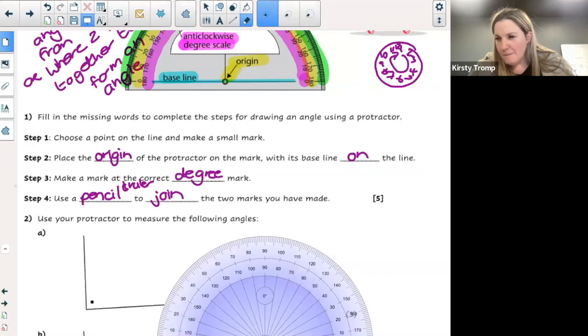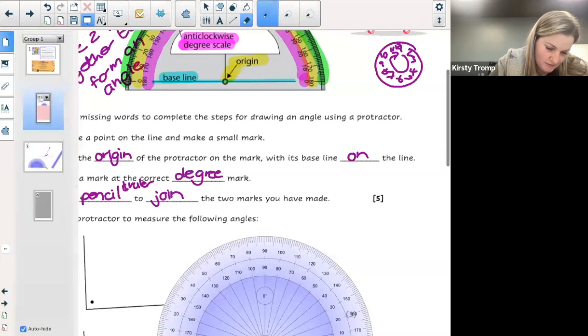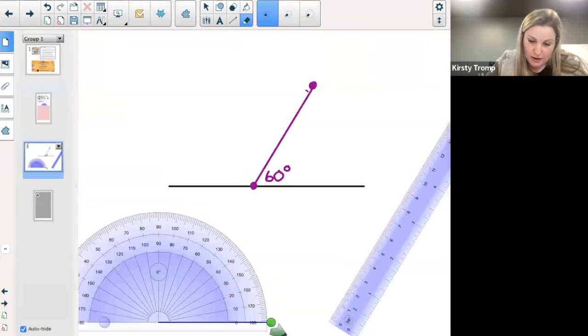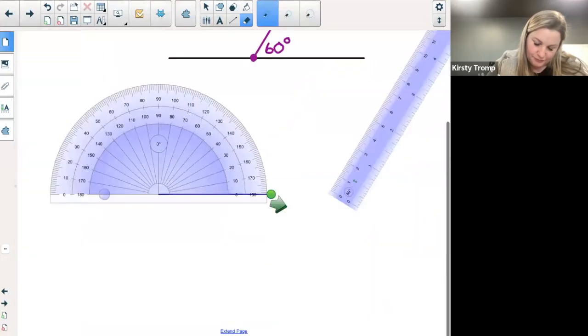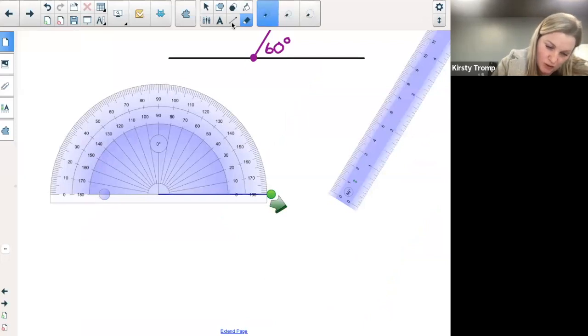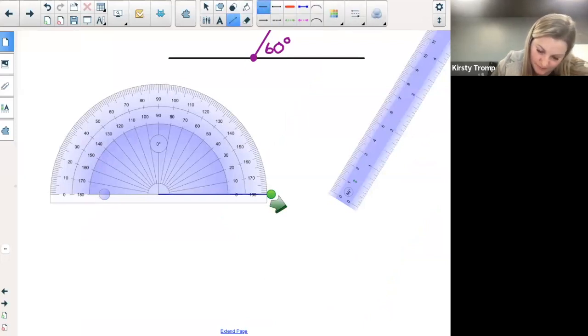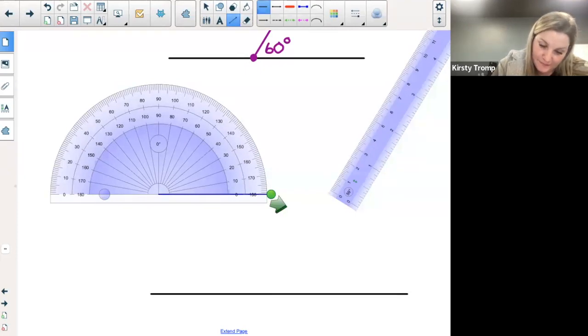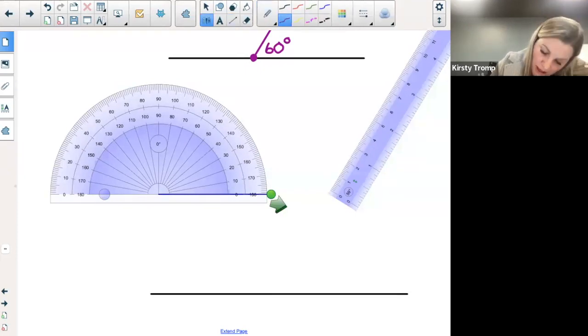Ma'am, I wanted to ask, if the teacher says make a 120-degree angle, how would we do that? Okay, let's go have a look quickly. Make a 120-degree angle. So, we're going to draw a line here. We're going to draw a point on the line, same as we did before.